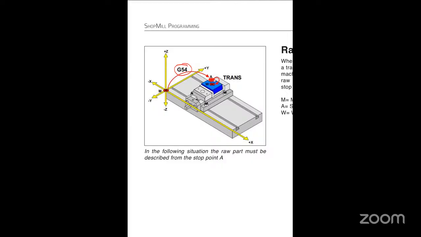So M represents the machine 0 point, right? W represents the workpiece 0 point, and A represents the stop point or reference stop point. So M means this is the machine 0 point. This is fixed, right? W represents the real workpiece 0 point. A means program or transformation will start from this reference point.